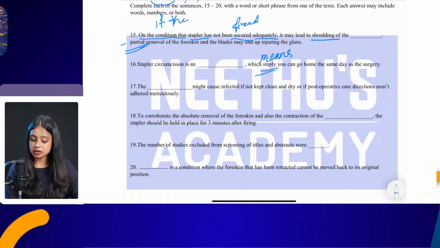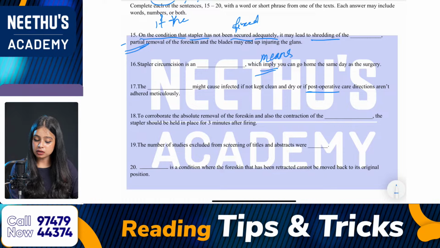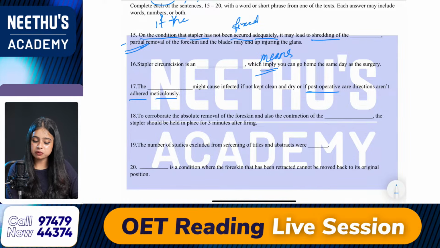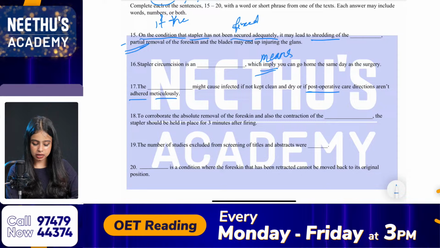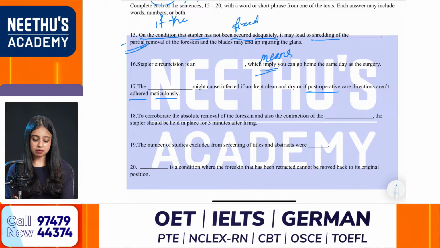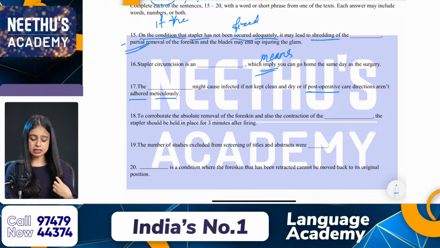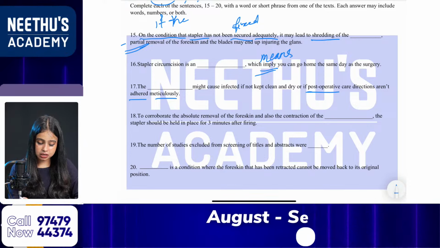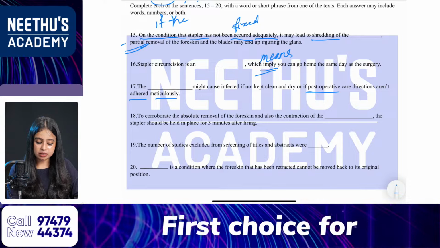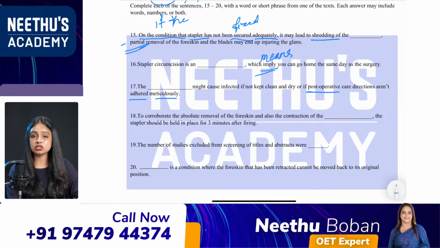The dash might cause infected if not kept clean and dry, or if post-operative care directions are not adhered meticulously. So any idea? So adhered, which means followed. It's not following meticulously. Any idea? 17th one. Okay, Kavita, 17th one answer is yes, surgical site. Dear, I think the site it is SIGHT or SITE. Okay, Binu, yes. Anu Thomas, Sobi. Okay, Preeta, Libby, Peter, surgical site is the answer.